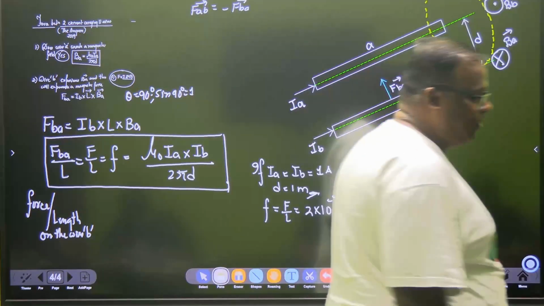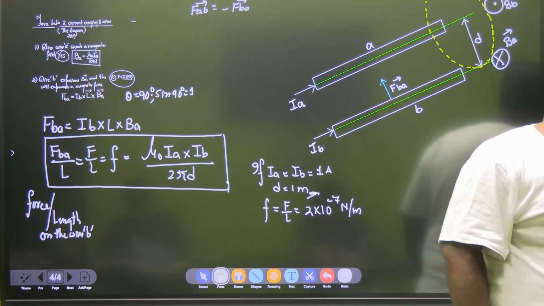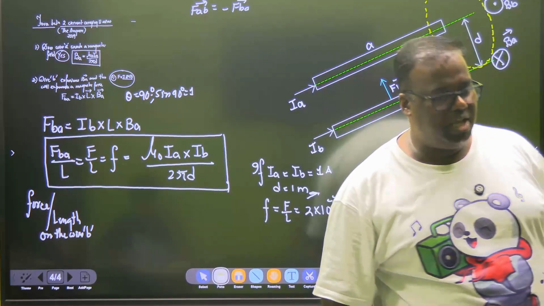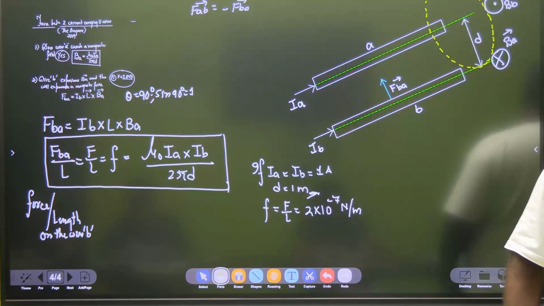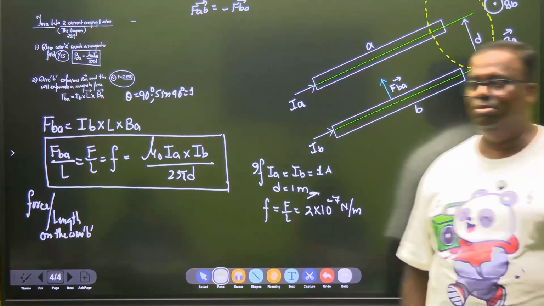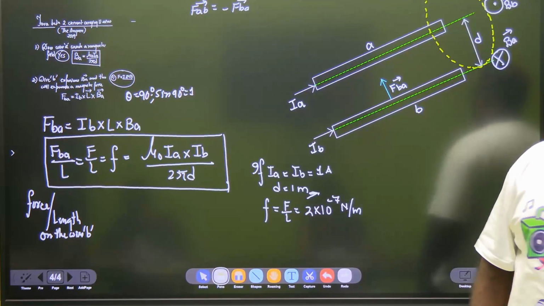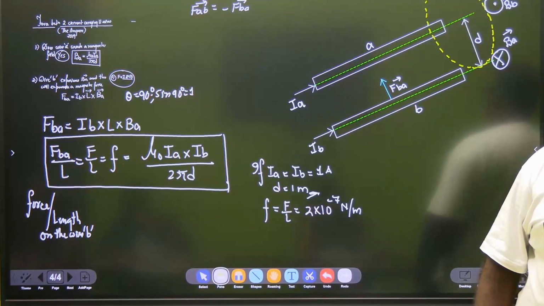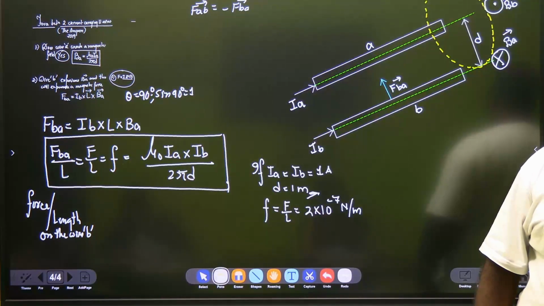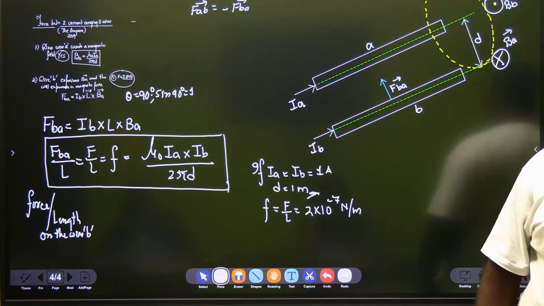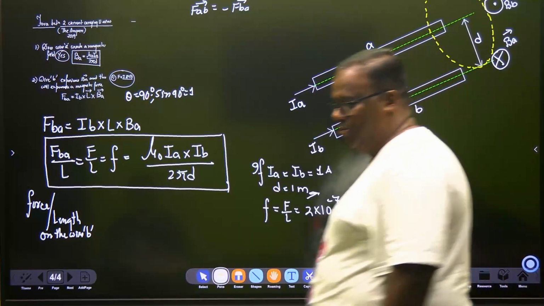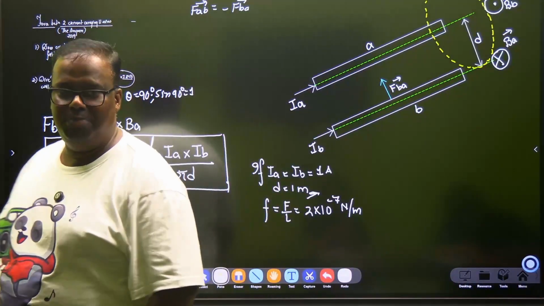1 ampere is defined as the value of the steady current which when flowing through two straight infinitely long wires placed in vacuum at a distance of 1 meter creates a force of attraction of 2 into 10 to the power minus 7 Newton per meter between them. I think it's clear now. Perfect. Have you understood now how the ampere's definition comes?